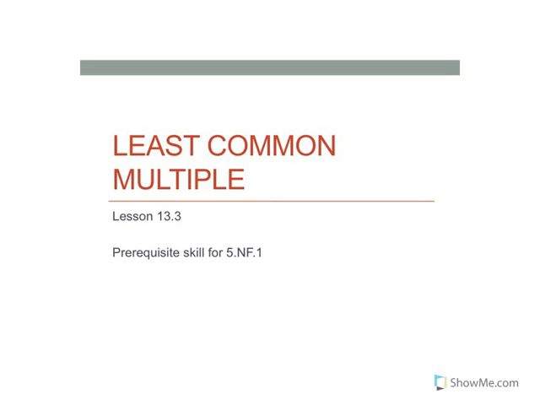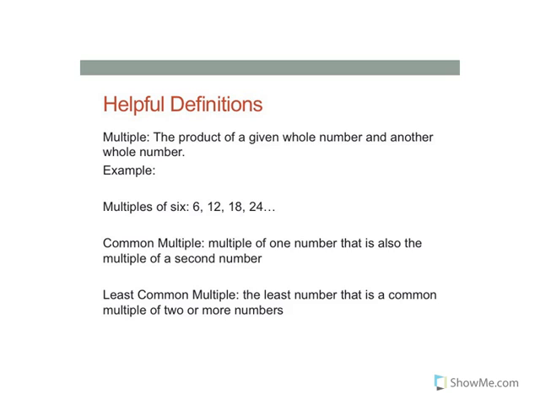Today we are going to talk about the least common multiple. Here are some helpful definitions. A multiple is the product of a given whole number and another whole number. An example is, here are some multiples of 6: 6, 12, 18, and 24.